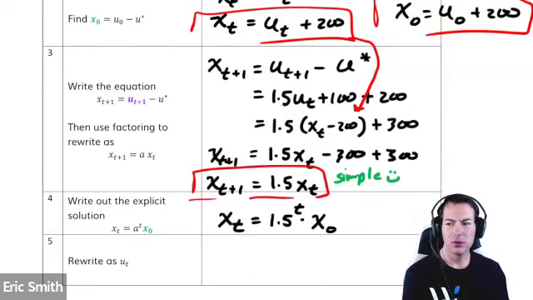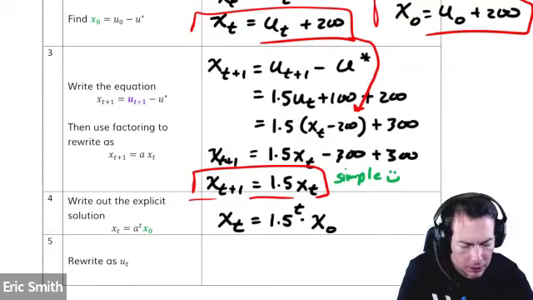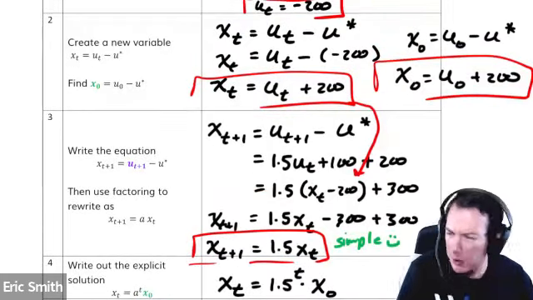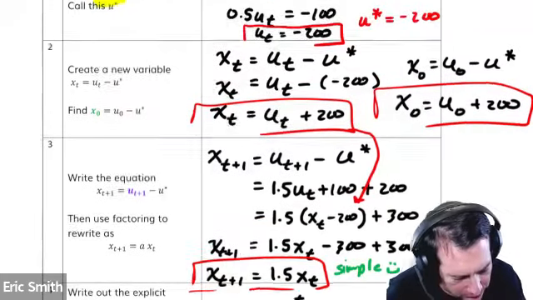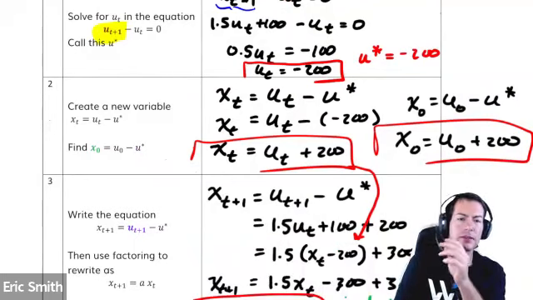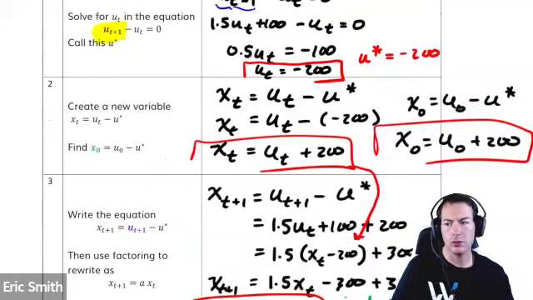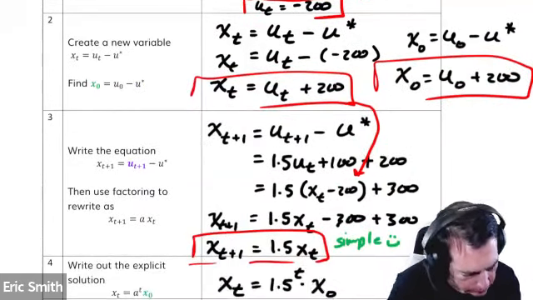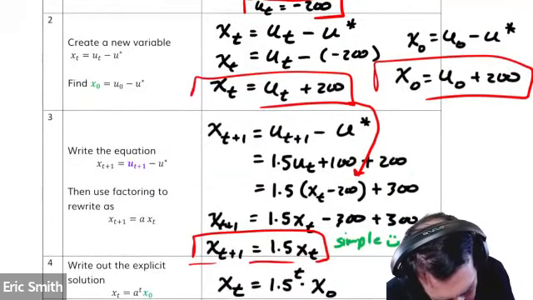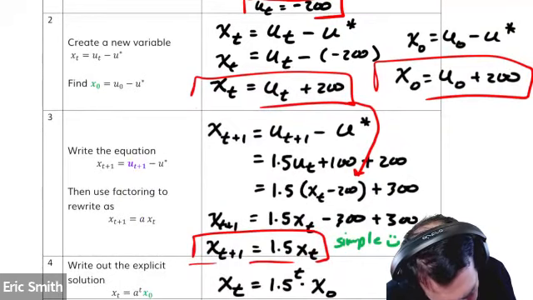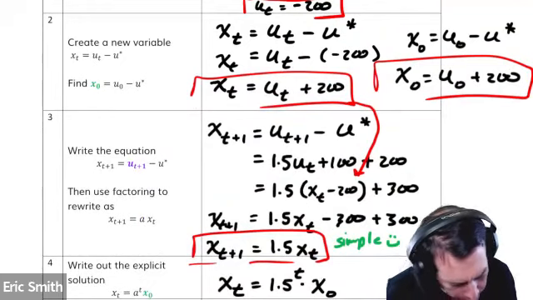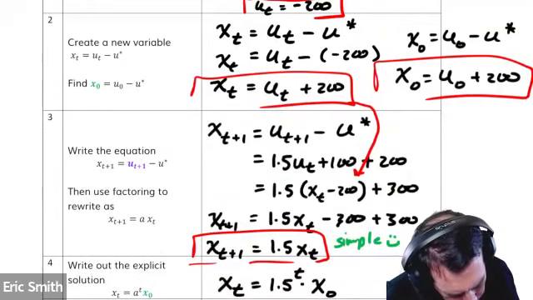So now I could go through my formula that we just built here, replace all of these x's with their appropriate u versions. So you do have to scroll back up and be like, well, what were these equal to? But you can see they're just up here. So I have a version for x sub t, I have a version for x sub 0. I can just substitute those in directly. So this would be u sub t plus 200 equals 1.5 to the t. And this is u sub 0 plus 200.